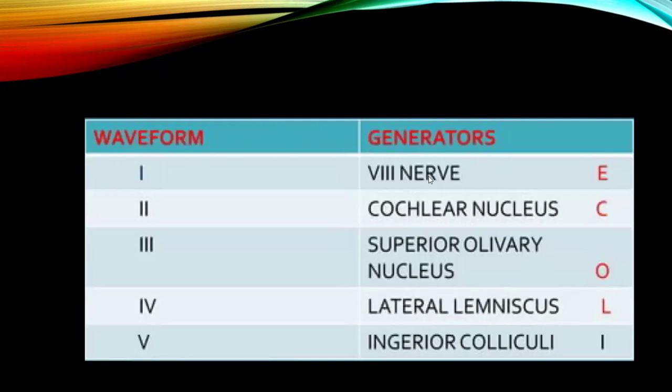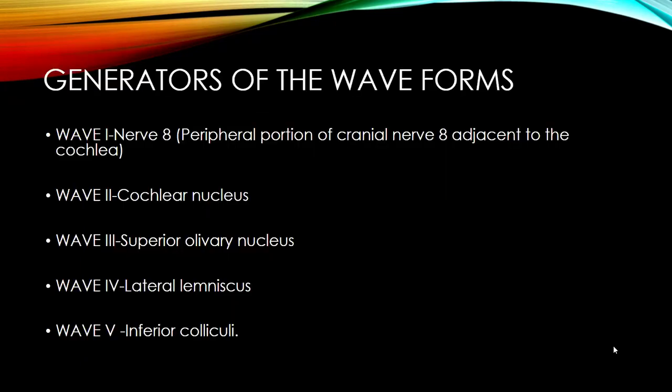So wave 1 is generated by the 8th nerve, wave 2 by the cochlear nucleus or the distal auditory nerve, wave 3 by the superior olivary nucleus, wave 4 by the lateral lemniscus, and wave 5 by the inferior colliculus. An easy mnemonic to remember it is E. coli: external 8th nerve, cochlear nucleus, auditory complex, olivary complex, lateral lemniscus, and inferior colliculus.